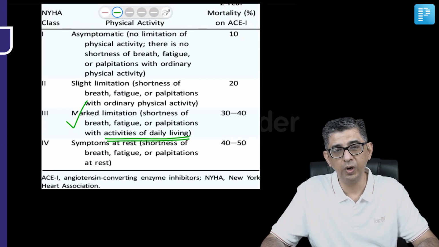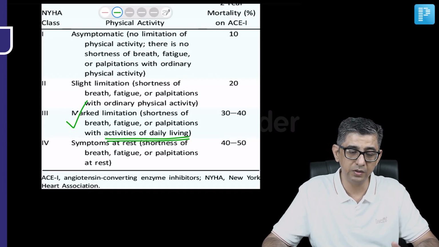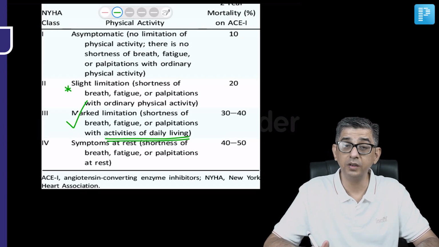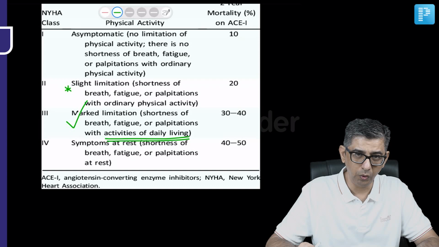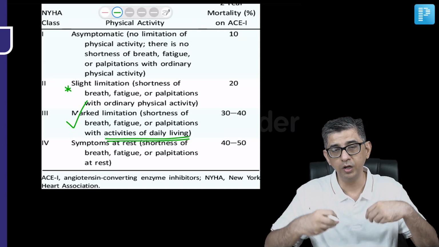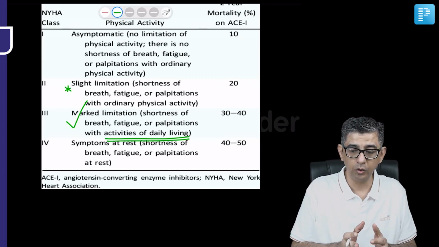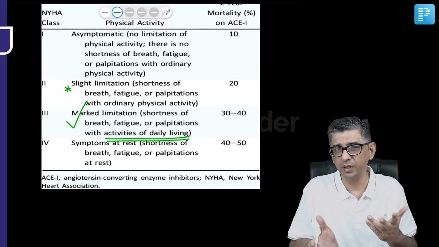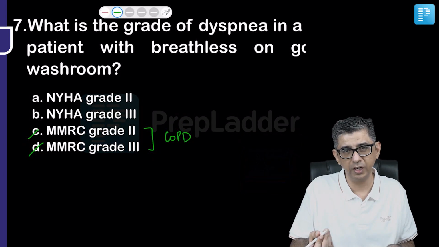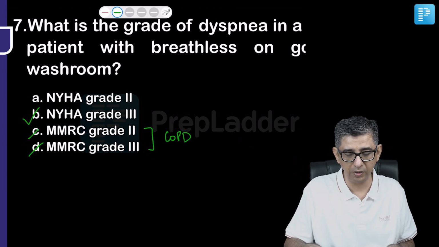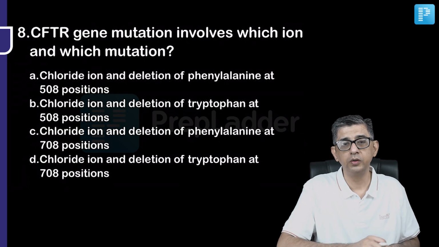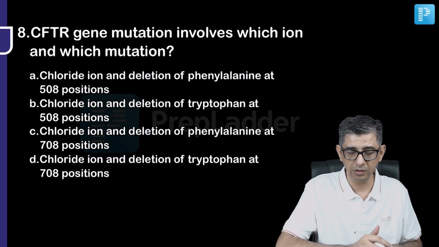If you look at NYHA 1, he says there's no limitation of physical activity. This guy could be climbing one flight of stairs, never an issue. But in NYHA 2, he will say, I get breathless on, let me say, going up an incline or going down or up a flight of stairs. But when it comes to activity of daily living, like wearing clothes, or going to the washroom, or taking care of personal hygiene per se, and he's breathless, that would be NYHA grade 3, and NYHA grade 4 would anyway be dyspnea at rest. So the correct answer for the 7th question that I'm going to share here before you would be option number B. Moving to the next one, he said CFTR gene mutation in cystic fibrosis.